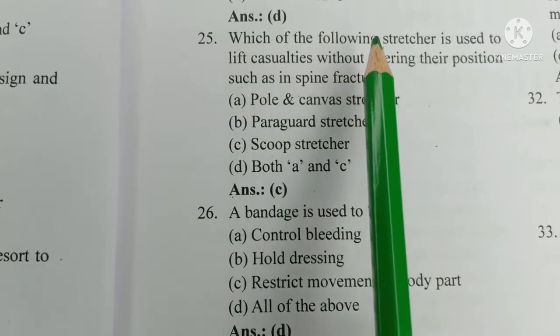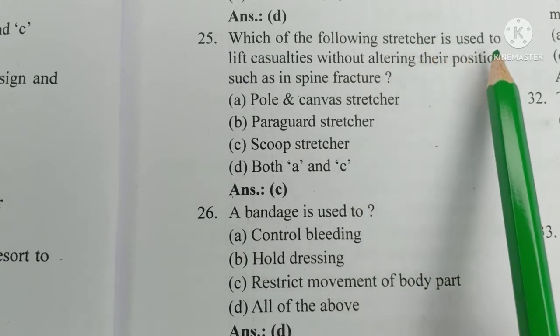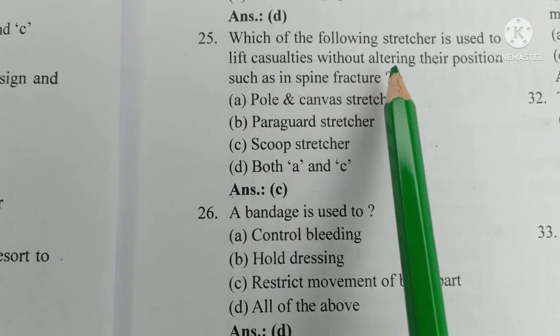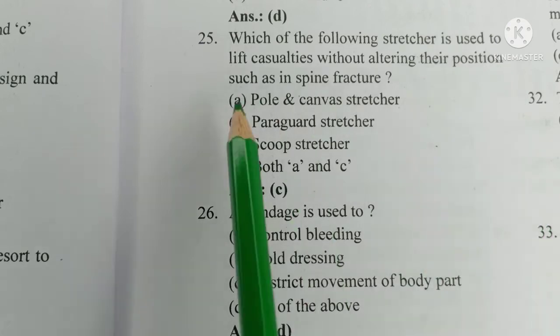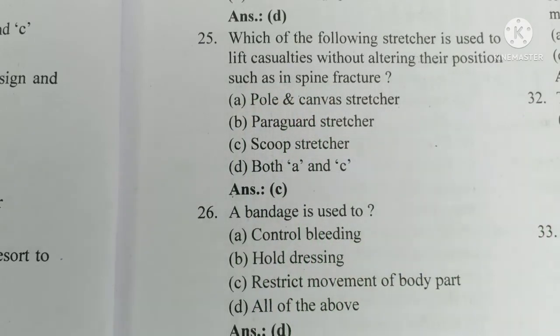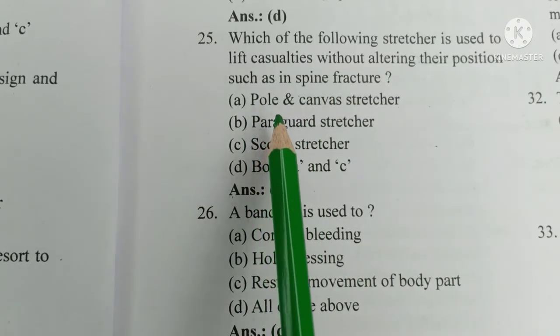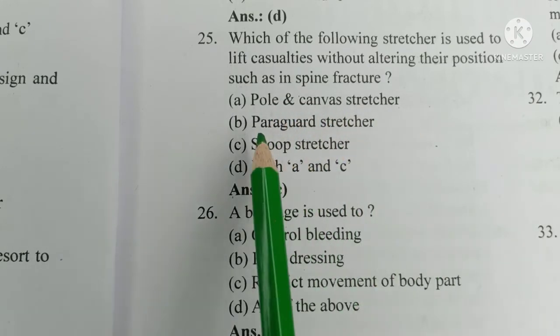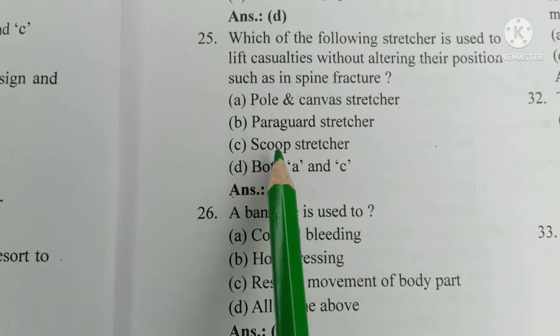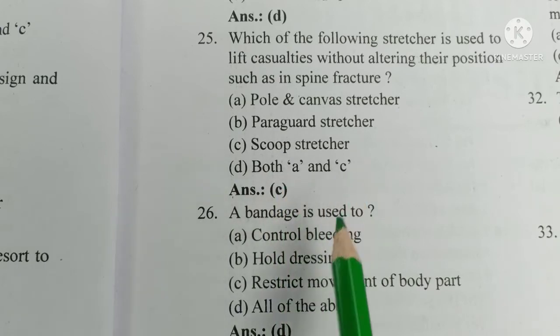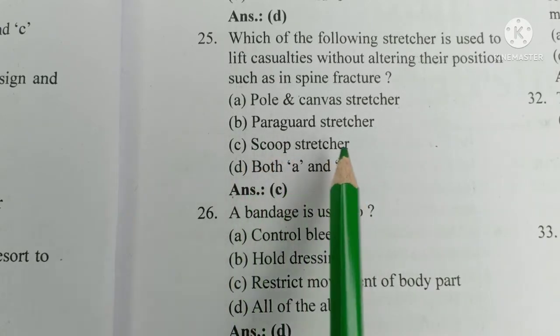25. Which of the following stretcher is used to lift casualties without altering their position, such as in spine fracture? Options are pole and canvas stretcher, Paraguard stretcher, scoop stretcher, both A and C. The answer is C, scoop stretchers.